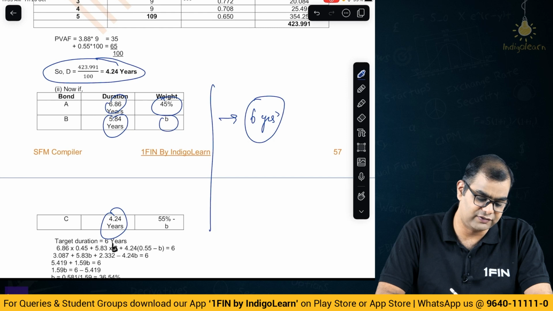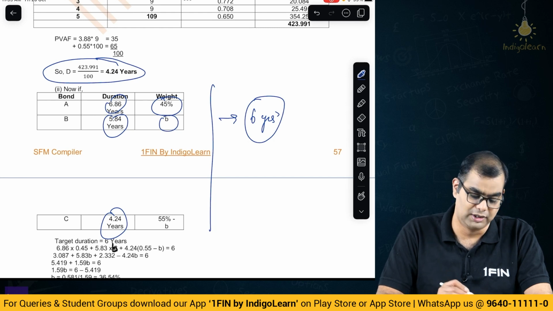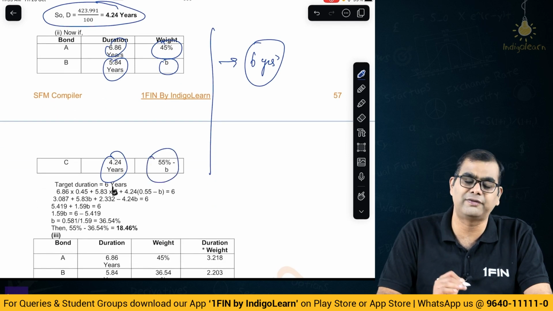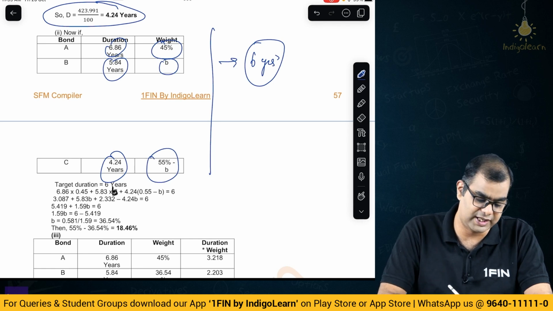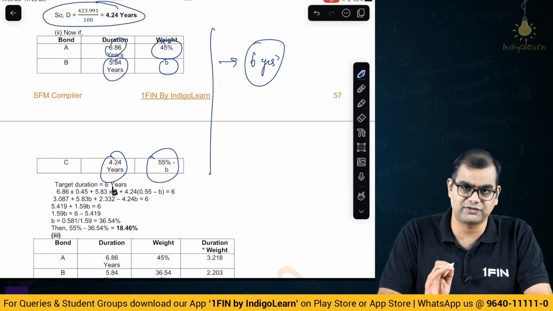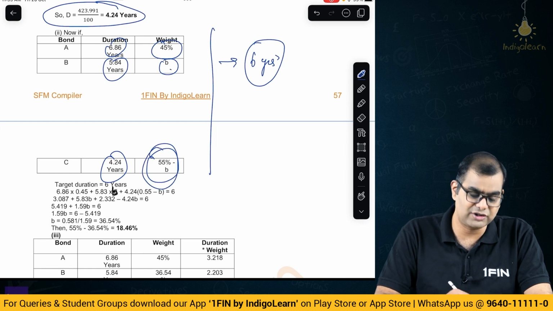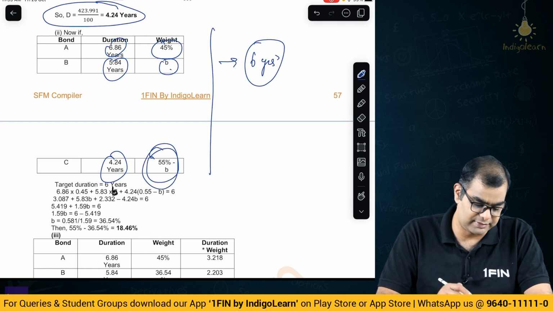Let us assume the weight of bond B in the portfolio is B, then weight of bond C is 55% minus B. How did I get 55%? 1 minus 45%, which is A, is 55. 55 is the balance of B plus C. The weight of bond B is small b, then weight of bond C is 55% minus B.